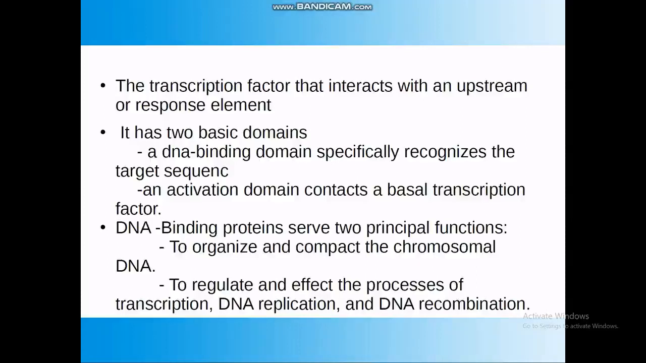The DNA binding proteins have two basic domains. The DNA binding domain specifically recognizes the target sequence. An activation domain contacts the basal transcription factor. The DNA binding domains have specific or general affinity for single or double stranded DNA. The main function of the DNA binding proteins is to organize and compact the chromosomal DNA and to be involved in the regulation of the processes of transcription, DNA replication and DNA recombination.